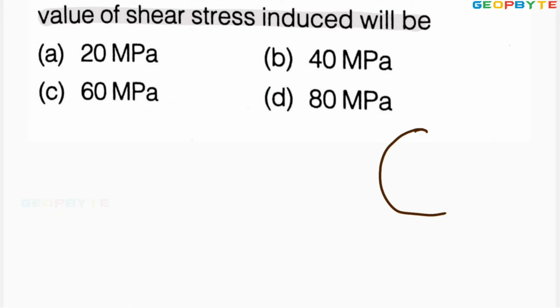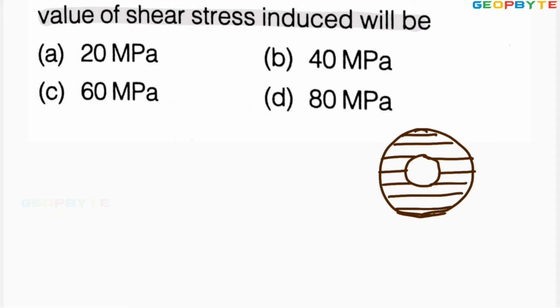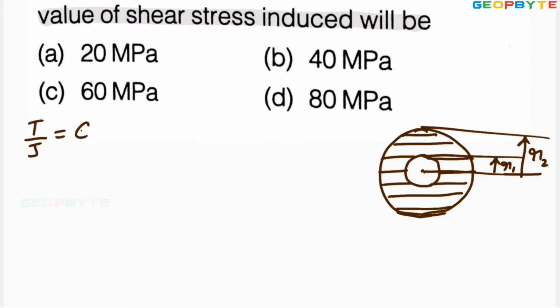The hollow shaft may be like this. For this hollow shaft, with respect to center, I can say this is the inner radius R1 and this is the outer radius R2. As we know, the torsion equation is T by J equal to G theta by L equal to tau by R. That is the torsion equation.